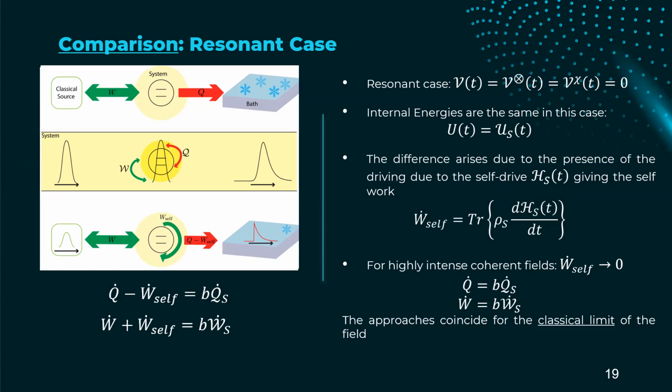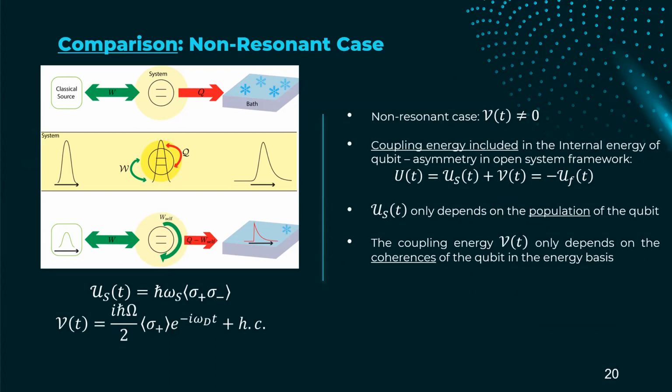Now we step up again. We go for the non-resonant case. So this is completely new. So in the non-resonant case, the coupling energy is not 0. So now here some interpretations change already at the level of internal energy. If you look at the internal energy of the qubit in the open approach, it is defined with the bare Hamiltonian plus this coupling term. So the coupling energy is included into the energy of the qubit itself. That's what this does. And this is one point of asymmetry that happens in the open approaches, that the coupling term is included in the bare energy of the qubit, and well, that's what happens.